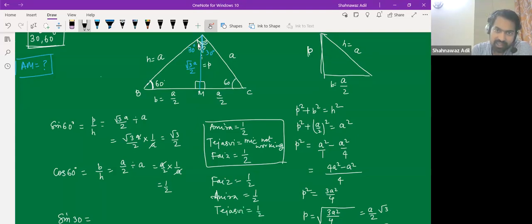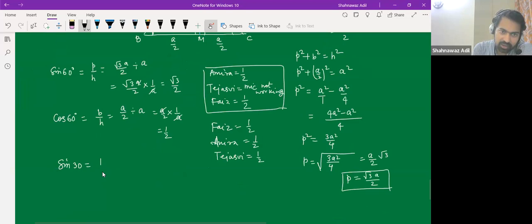Because for sine 30, this is now the perpendicular, and this is the base. I should not write it in here because you guys will get confused. So for sine 30, this is the perpendicular, right? So the perpendicular is a by 2 and then divided by a. So a by 2 into 1 by a, which is 1 by 2. Good, everyone. And what would be cos 30, everyone?